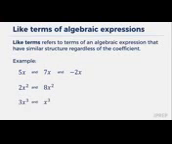We can also have like terms like 3x cubed and x cubed. This means the coefficients are different, which is 3 and 1, but the variable together with its power remains the same.